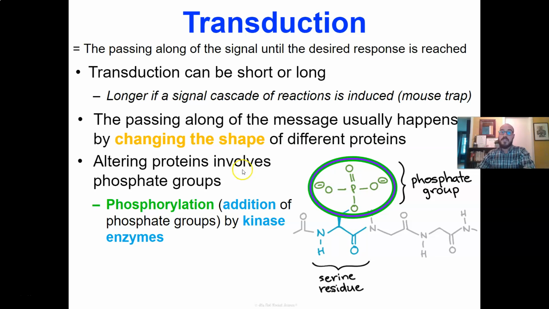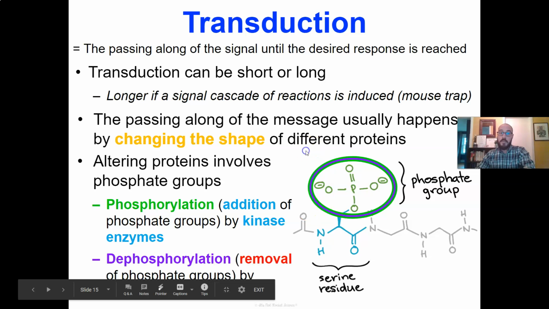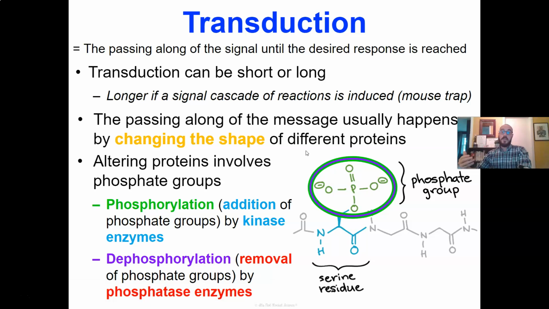So a lot of times transduction is happening through phosphorylation using kinase enzymes. And what that means is you're adding a phosphate to a protein. Or you can dephosphorylate something, which is the removal of a phosphate group through phosphatase enzymes. Well, how does that turn these things on and off?